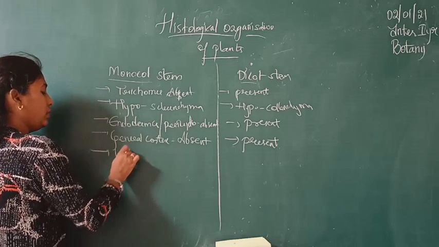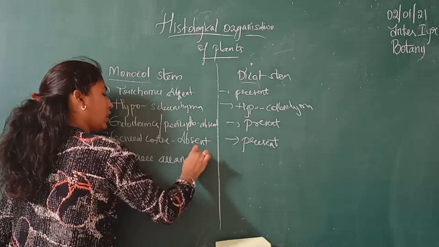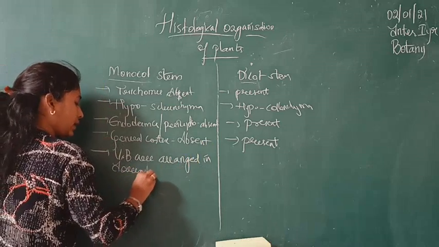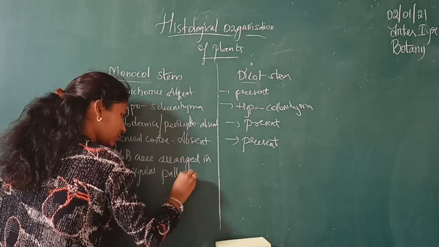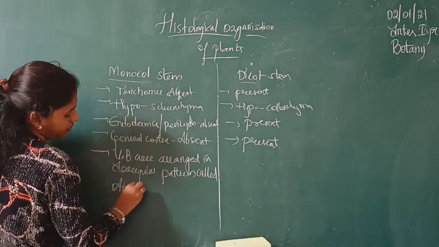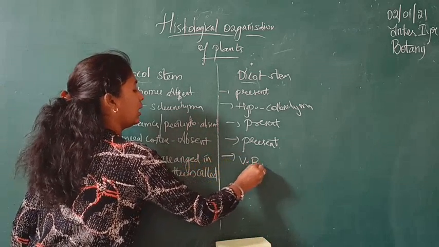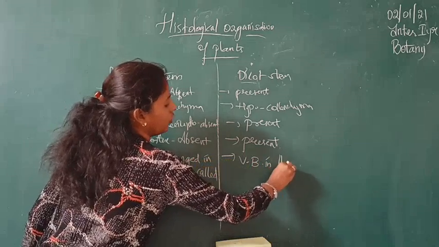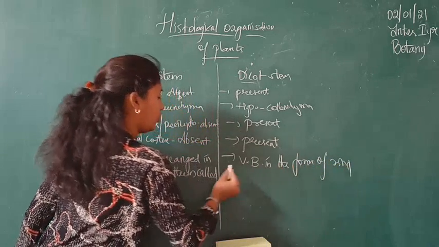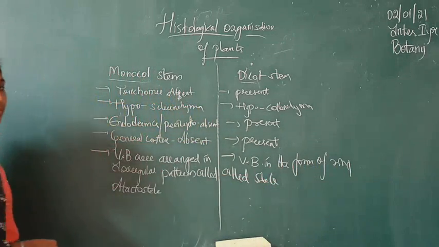This is an important point. Vascular bundles are arranged in an irregular pattern, called atactostele. And here the vascular bundles are arranged in the form of a ring, called eustele.